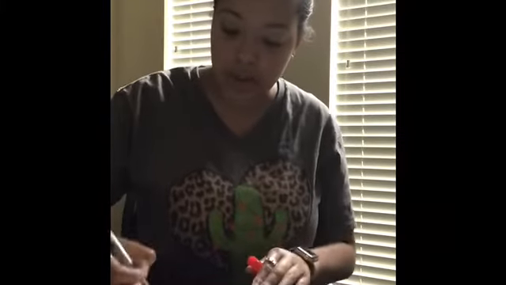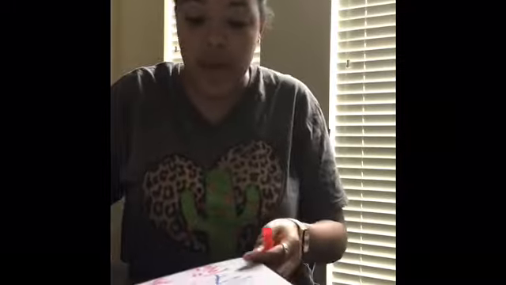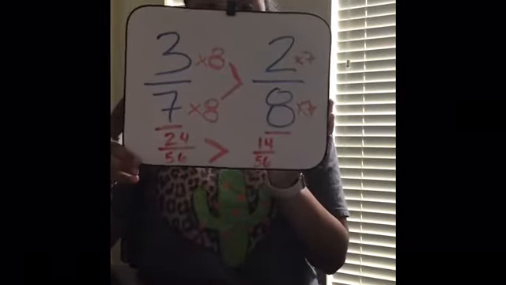So 3/7 is greater than 2/8. And I'm going to show you on the board as well. Make sure you record that in your notes. Okay.